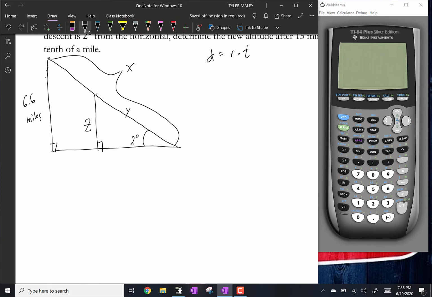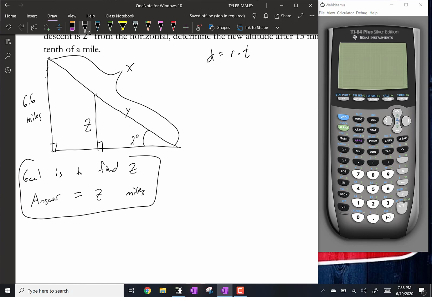So really the goal is to find z, right? So the answer equals z miles, because we want to find the new height. So z represents the new height of the plane after 15 minutes.